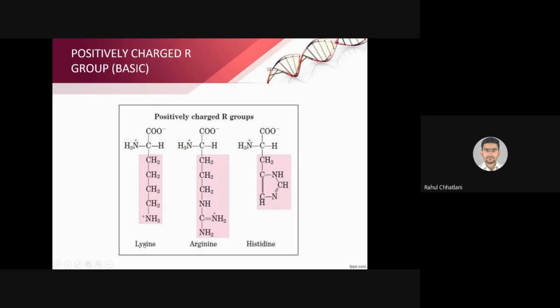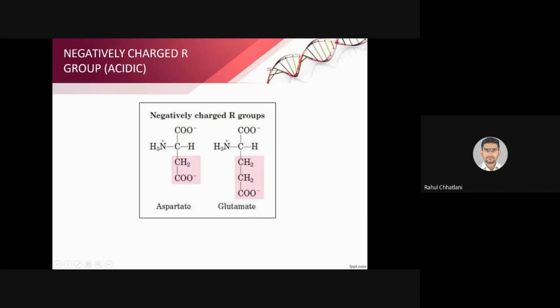Positively charged: lysine, arginine, and histidine. No need to remember the structure either, just remember one or two examples of each. And negatively charged: aspartate and glutamate. So these are the examples of the 5 groups. I'll be sharing the presentation with you later, so don't worry, you can read it afterwards and go through it. Remember one name each, one example of each.